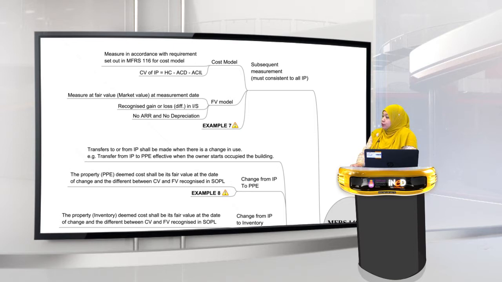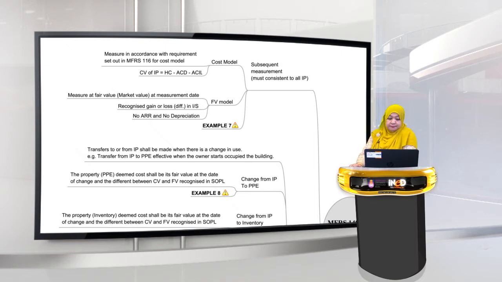If we decided to use the fair value model, what we need to do is value the investment property based on the market value at measurement date. The difference between the current fair value and the previous fair value will be recognized as a gain or loss in the income statement. There will be no asset revaluation reserve, and there should not be any depreciation as well.